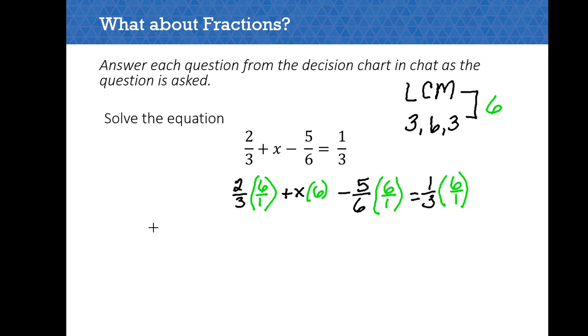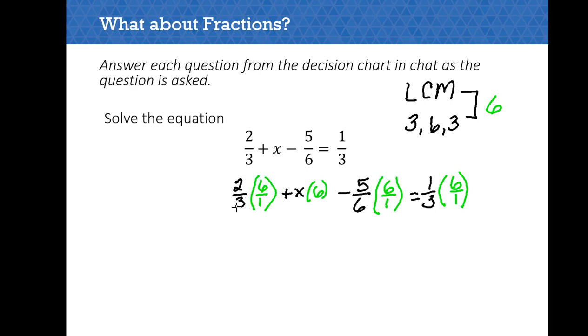So what I've just done is recreate this equation by multiplying every term, 1, 2, 3, 4 terms, by 6. I've got 4 terms, each one of them being multiplied by 6. The reason I use the least common multiple has to do with the fact that I can cancel out my denominators this way. Hopefully you remember this, and if not, just keep going for the ride because we'll talk about it a lot more in class.